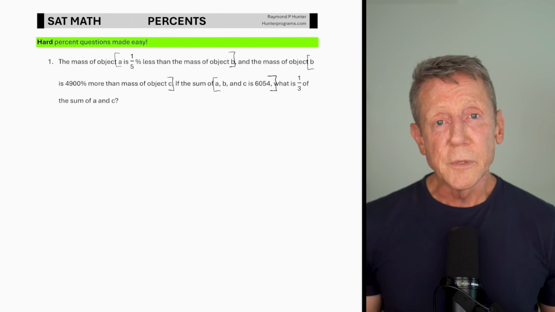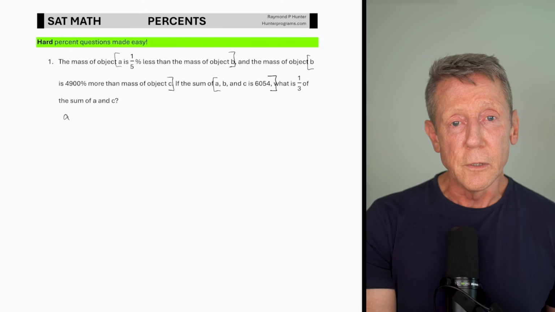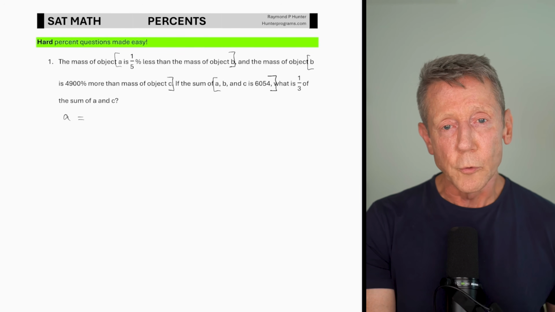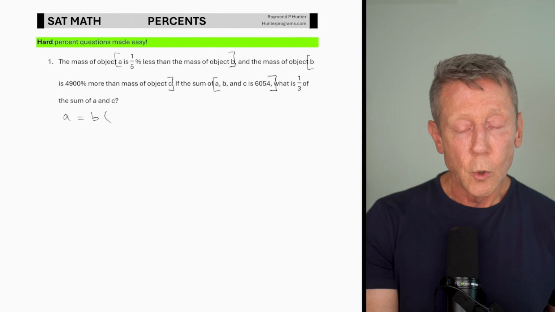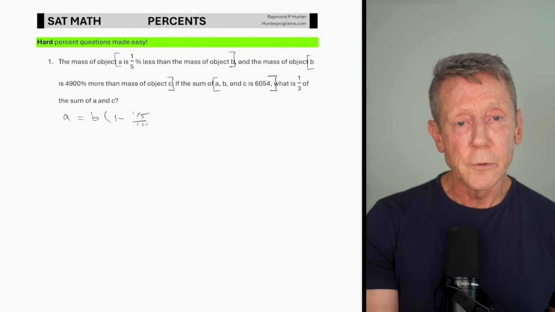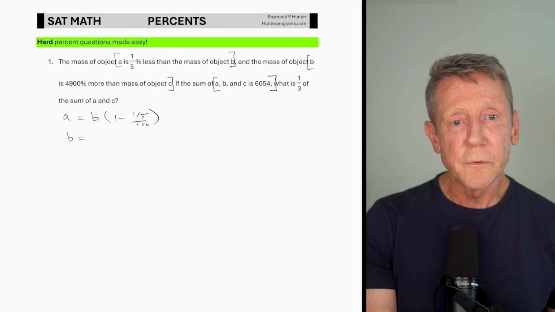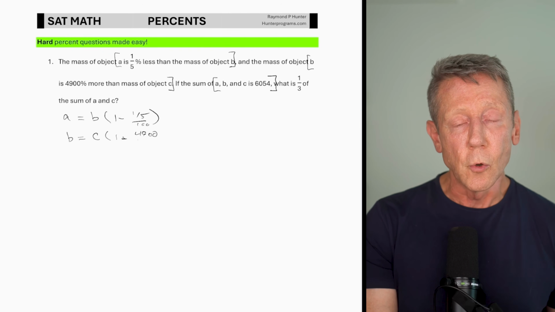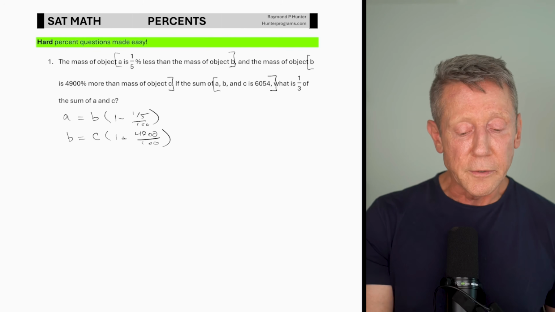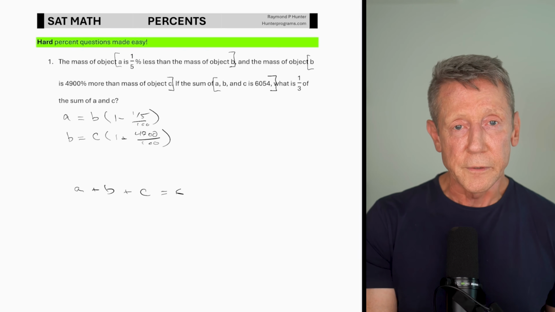All right, it's time to now set up equations for each one of these. So the first one is A is, and we're going to be changing a value. So what value are we changing? We're changing B. So B, open paren, it's percent decrease. So 1 minus 1/5 over 100, close paren. Okay, that one's done. Next line down. B is, so B equals, and then here, what value are we changing? We're changing C, so C, open paren, 1 plus 4,900 over 100, close paren. All right, and then the final one is A plus B plus C equals 6054.